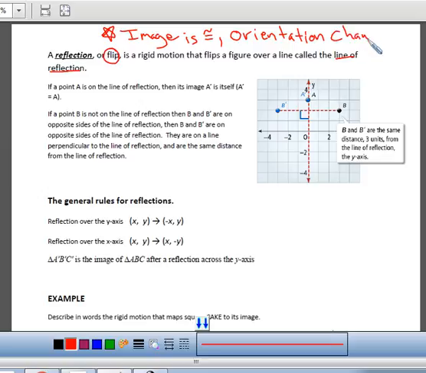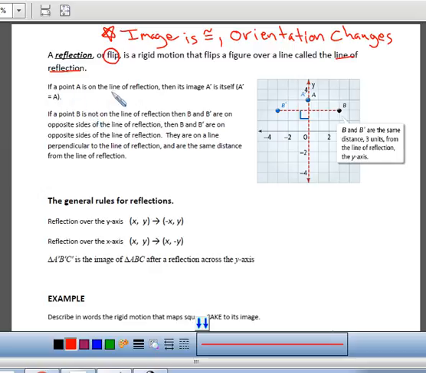Orientation changes. Now, when we did the translation in the last lesson, the slide, the image was also congruent, but one of the differences is the orientation would stay the same. With reflections, the orientation changes. And we can't really see that with this example in the picture here, but in the picture below, at the bottom of page 20, we'll talk about what the orientation is.